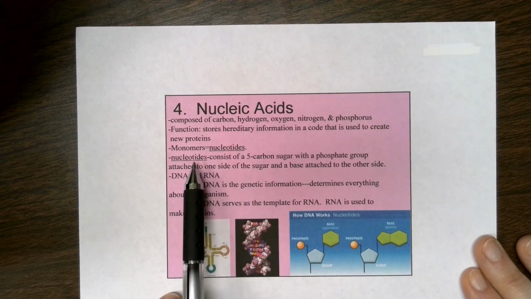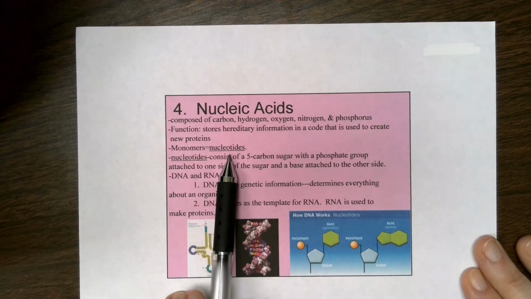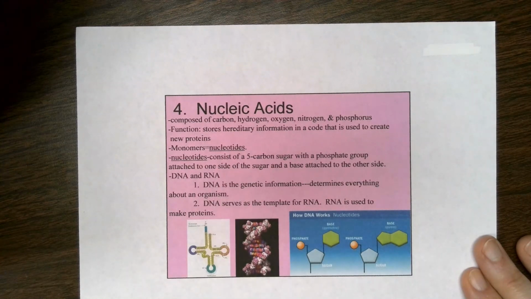Right, so the monomers are called nucleotides. Okay, so a nucleotide is made of three things. It's made of a sugar that's shaped like a pentagon. It's made of a phosphate group, which phosphate is 1 phosphorus and 4 oxygen, so it's PO4. And then it's made of a base, right? The base is either going to have a single ring structure to it or a double ring structure. Again, we'll get into that more next semester though.